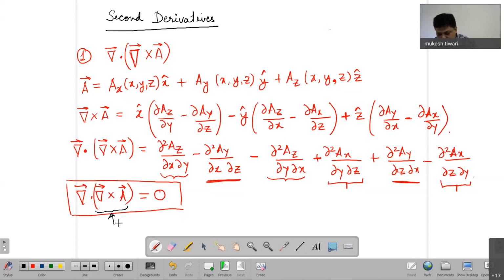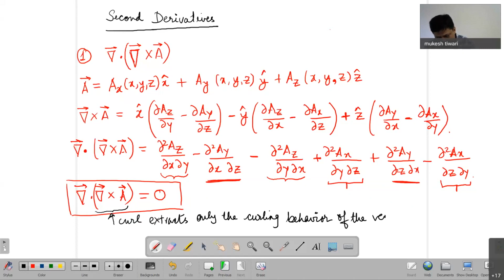So curl necessarily extracts only the, I'm going to use the word curling again, behavior of the vector field.